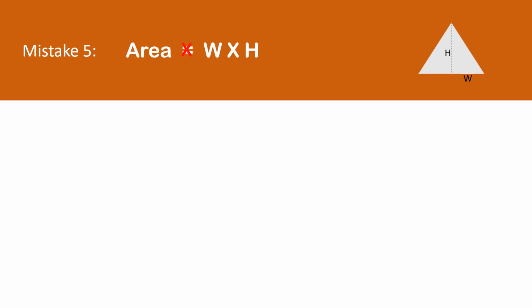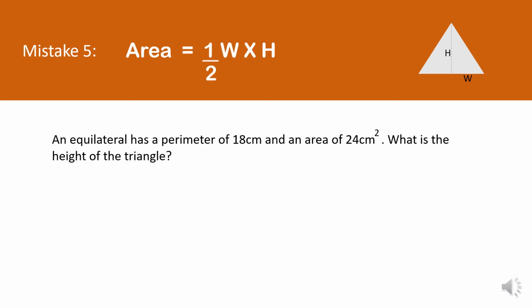Moving on to our final mistake in this video, mistake number 5. The area of a triangle should not equal the width times height. The area of a triangle equals half times width times height. The half is usually omitted from the calculations.